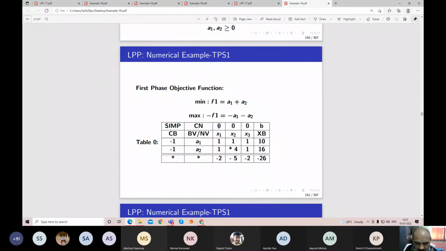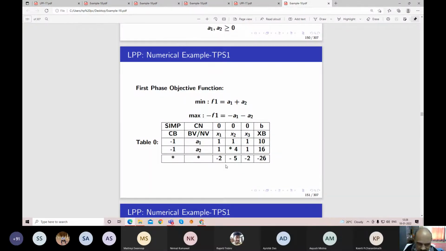These coefficients are 0, 0, 0. Above x1 there is 0, above x2 there is another 0, above x3 there is another 0. Three zeros are there, because we are not writing minus a1 minus a2 plus 0 times x1 plus 0 times x2 plus 0 times x3. But you can mention here that the coefficient of x1 equals 0, x2 equals 0, x3 equals 0, because they are not available.